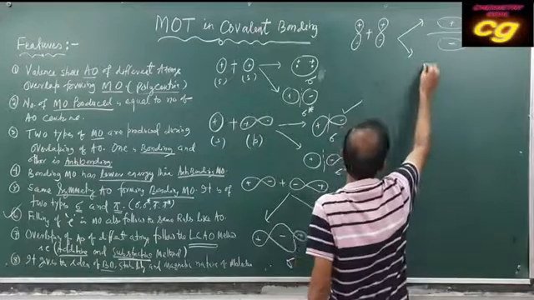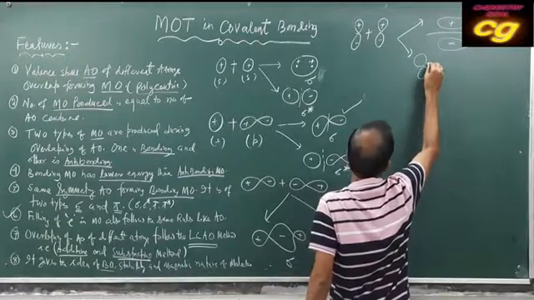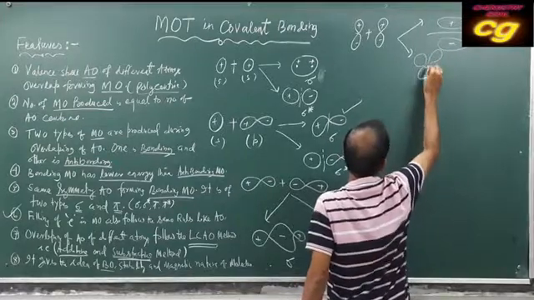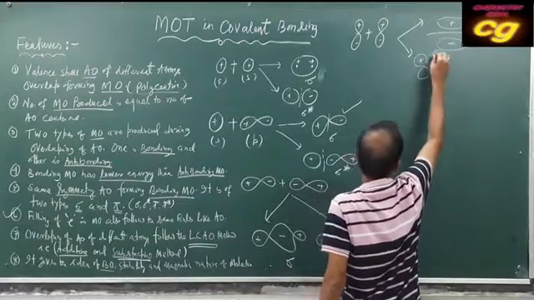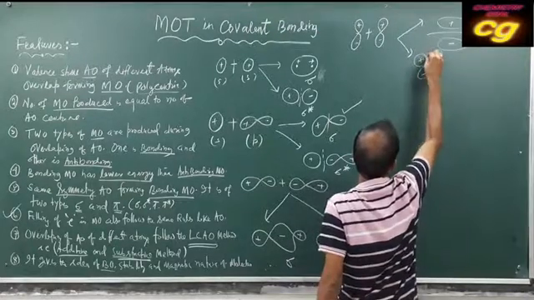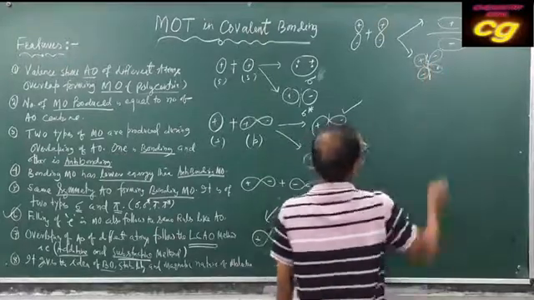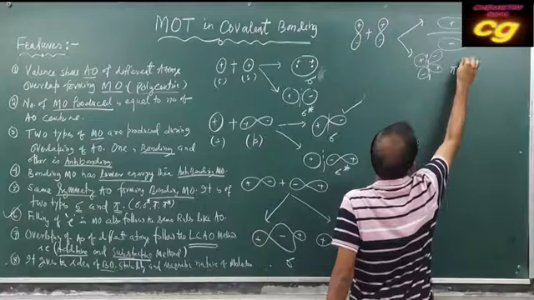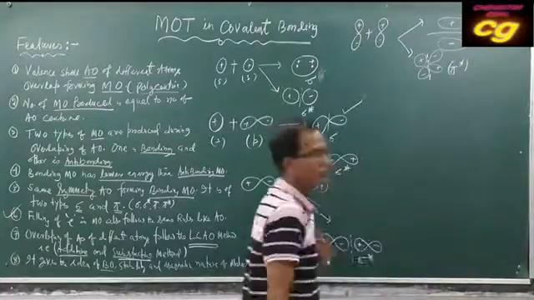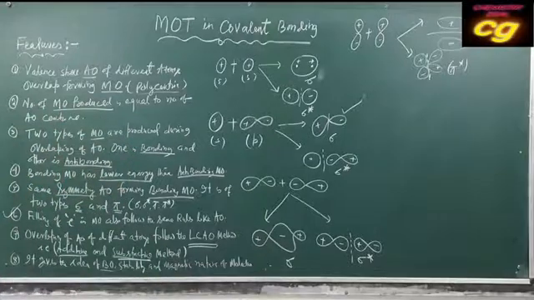In the antibonding orbital, there is no overlap here. So we can say it is plus, minus, plus. This is your antibonding pi star. So in this way, bonding and antibonding orbitals are produced.